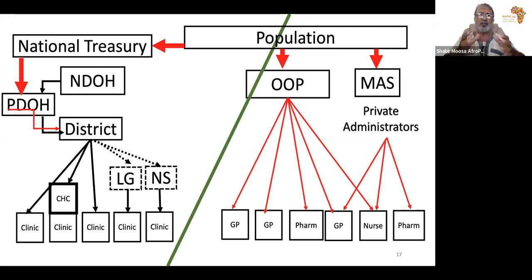So at the moment, I'm going to share with you in two slides the overall thinking in South Africa, and it's not very different to what's going on in the rest of Africa, except for some slight differences. Essentially, there's the population out there which might pay out of pocket to go to a GP or a pharmacy or a specialist, depending.